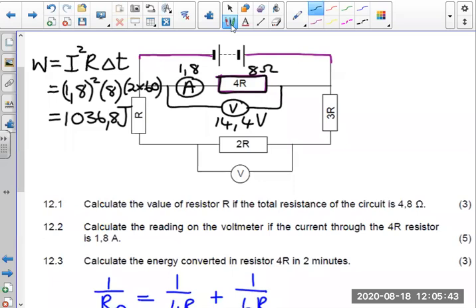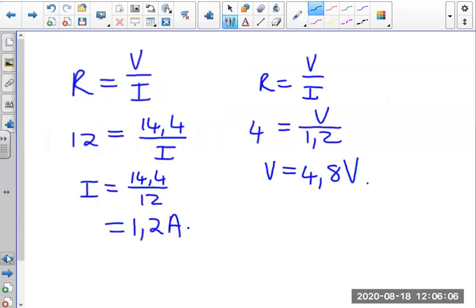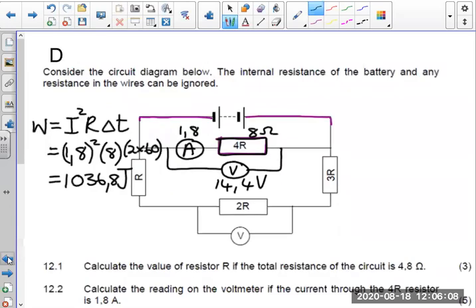Right. The next question that they ask us is at 12.4. So at 12.4, they say the 4R resistor is replaced with an ammeter. Okay. How will the reading on the voltmeter be influenced? Write down increase, decrease, or remain the same. Okay. So now, if we go back to this one, the 4R is replaced with an ammeter.